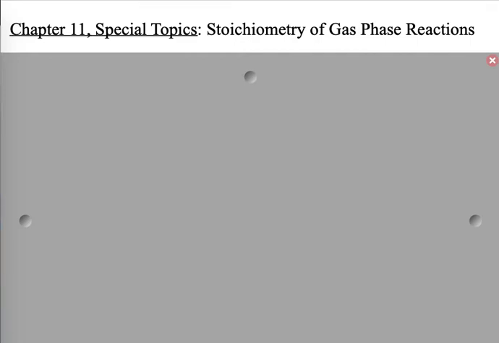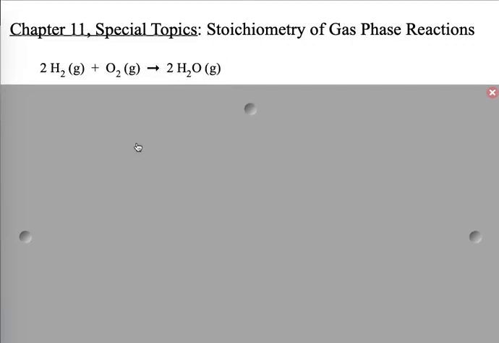In this second video, dealing with special topics related to the properties of gases, I'd like to talk about the stoichiometry of gas phase reactions. Now, you know that every stoichiometry problem begins with a balanced chemical equation. For example, 2 moles of hydrogen reacts with 1 mole of oxygen to form 2 moles of water.